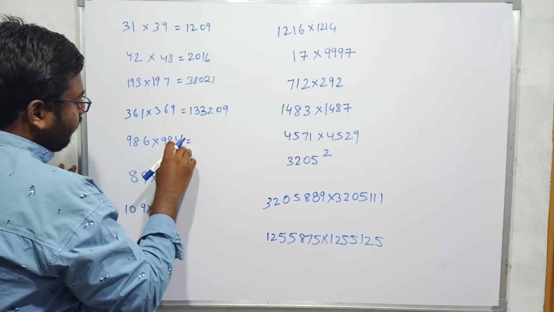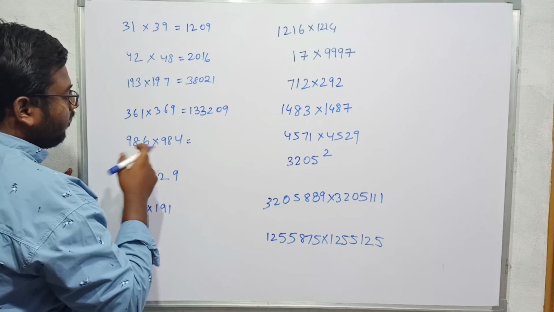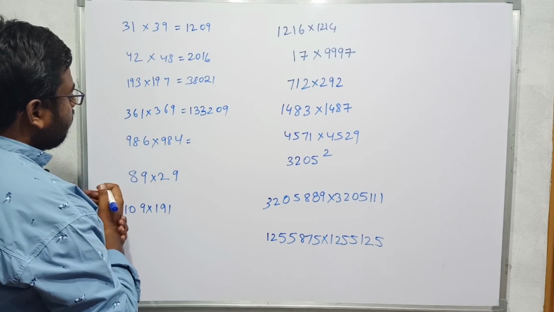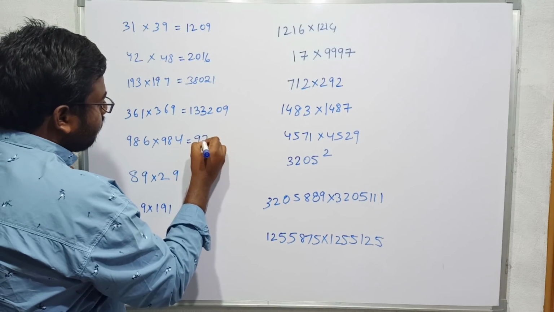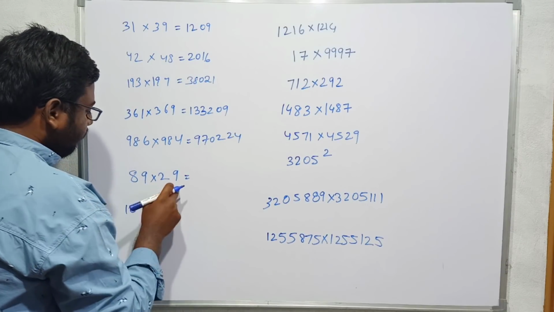986 into 984. 6 plus 4 is 10, and 98 is the same, so 98 into 98. 98 square is 9604 plus 98. 970224.